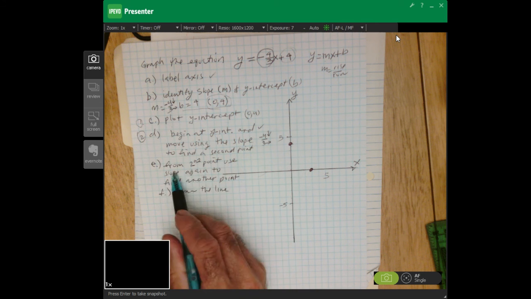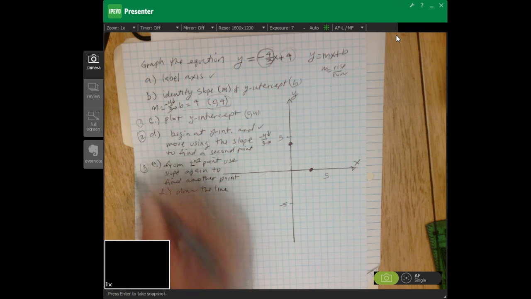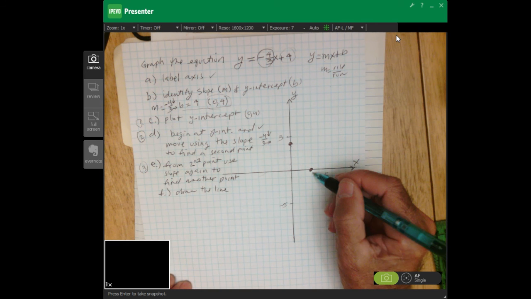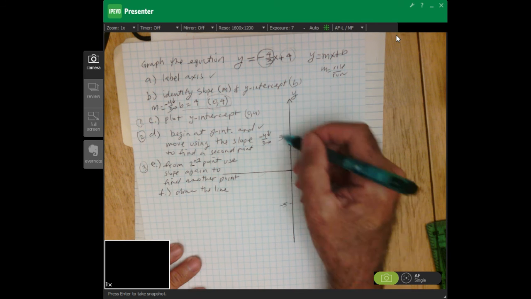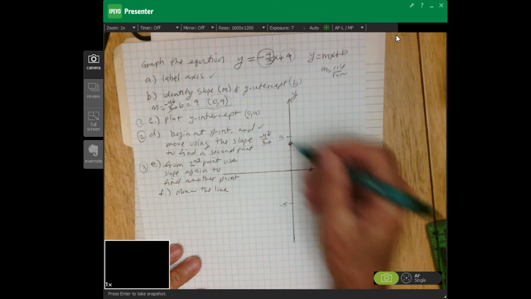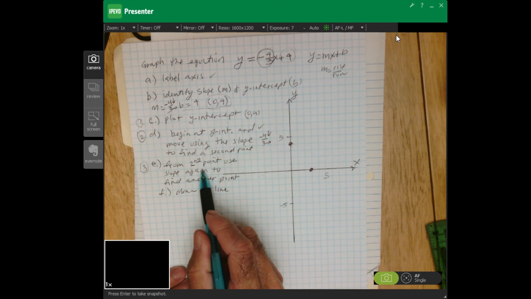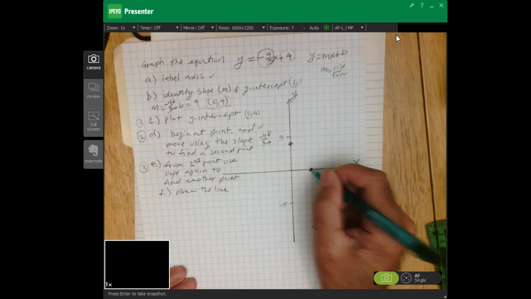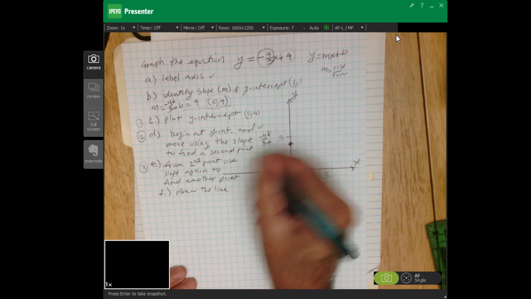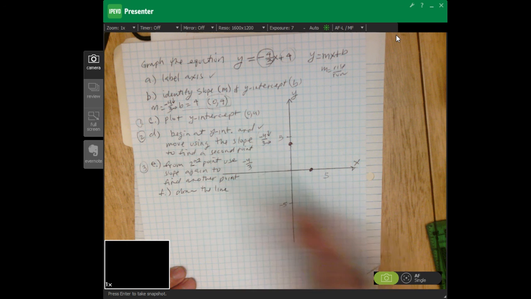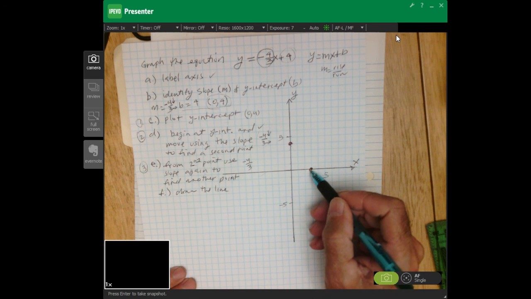Okay. Now, this third step is optional, but it's still a good idea to do. If we know that this is a straight line, the line has to go through these points. That's really all we need. But like I said, it's not a bad thing to do, especially now when we're practicing. We're going to use the same slope, -4 over 3, but this time we're going to start from our second point, which is this one.